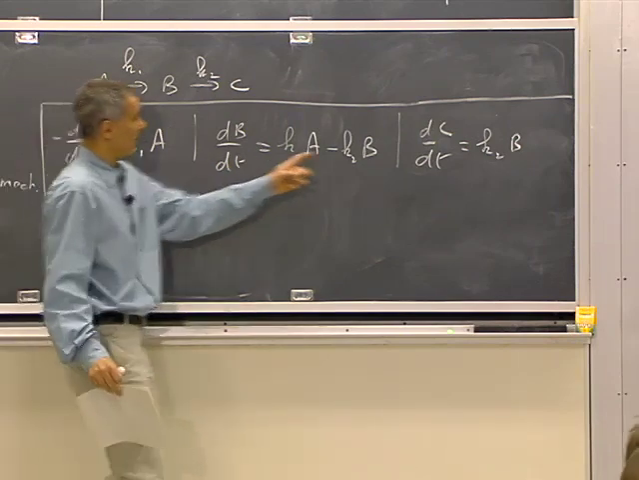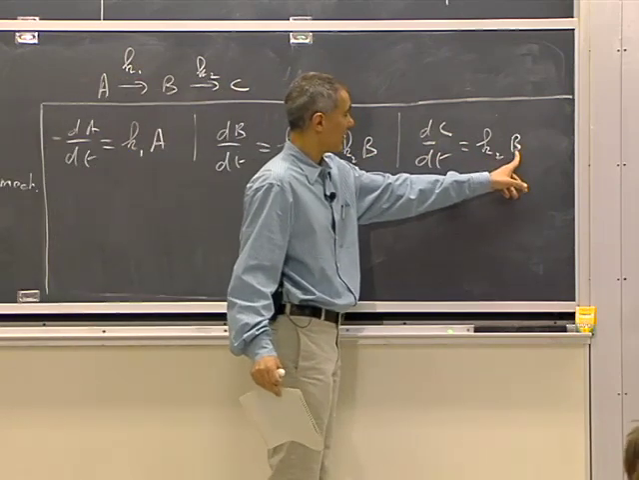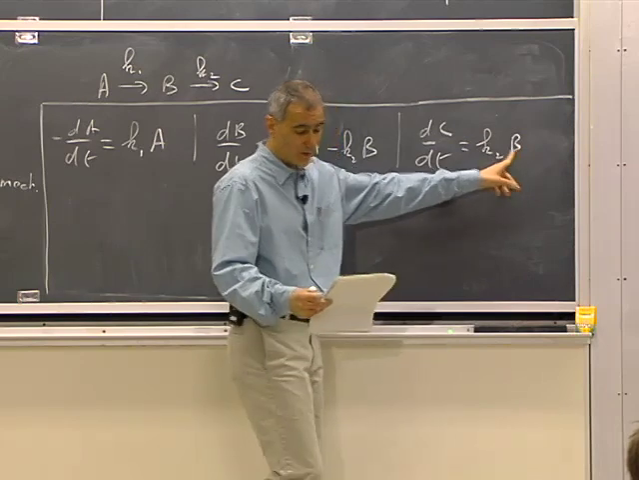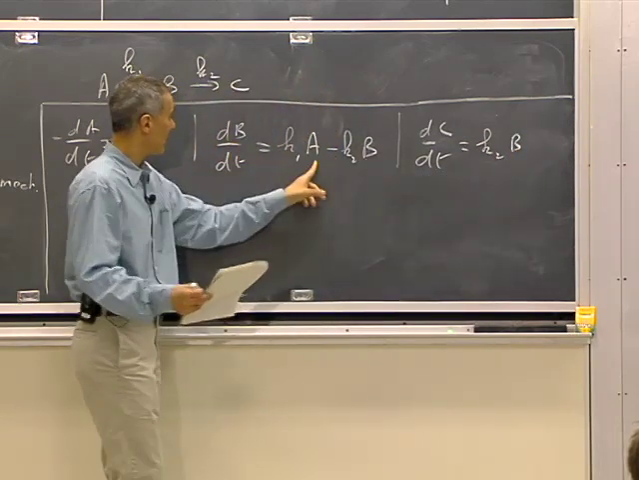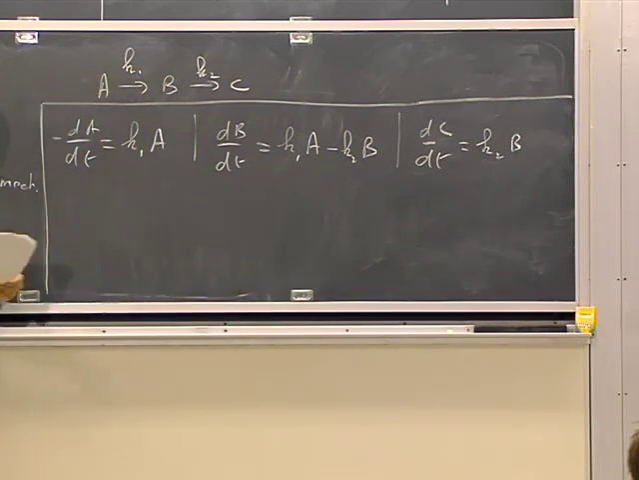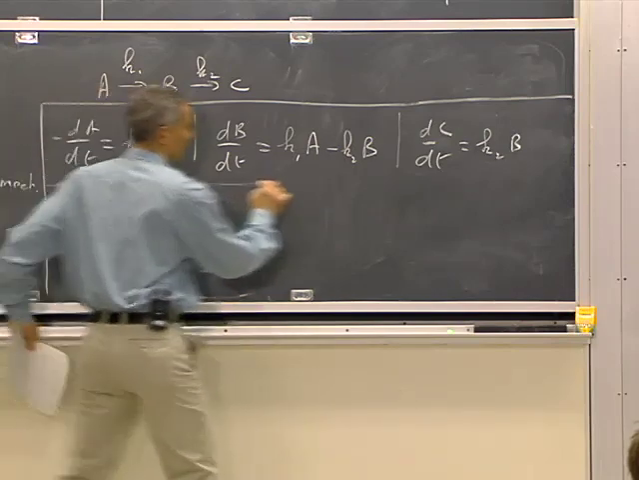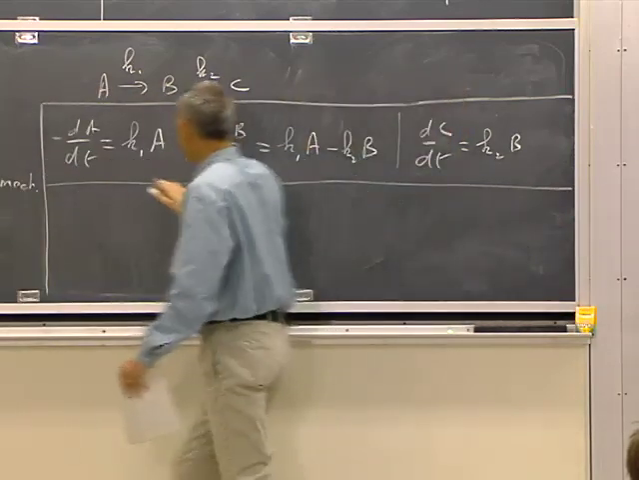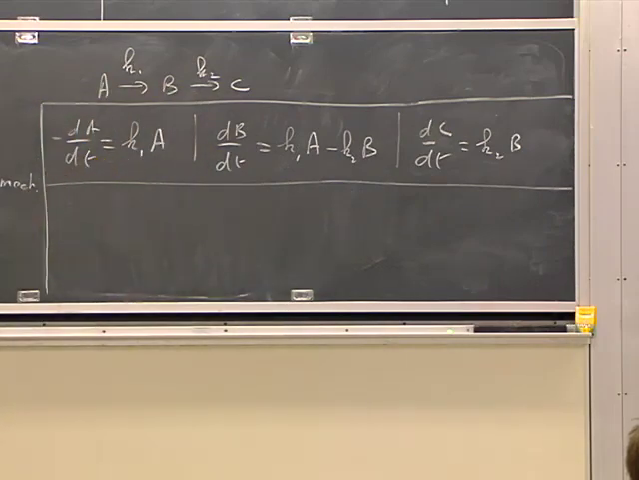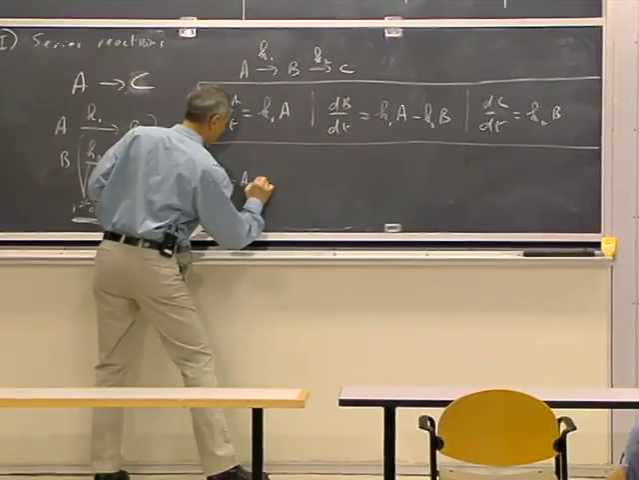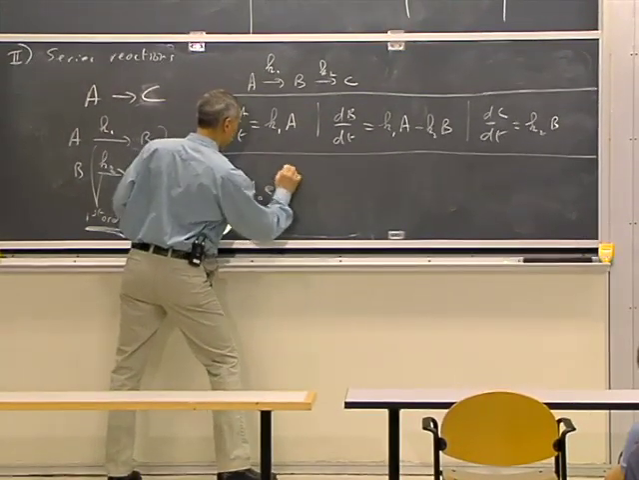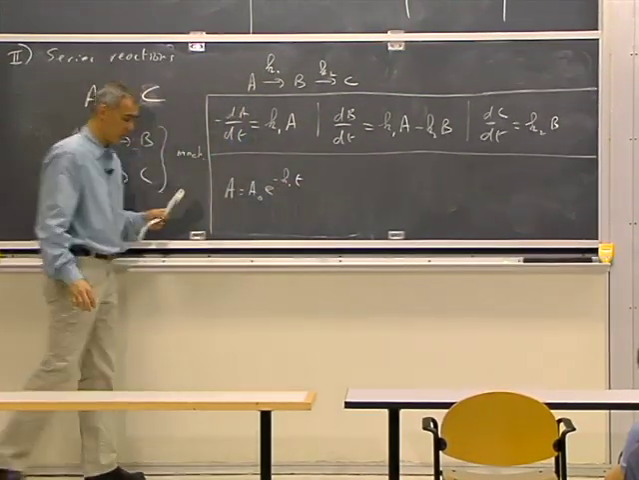This differential equation for C depends on B here, right? And the differential for B depends on A here. So that means that things are going to get a little bit more complicated. The easy one to solve is always the first one here. That's first order, so we just write down the answer. A is equal to A naught e to the minus k1 t. We know the answer to that one.